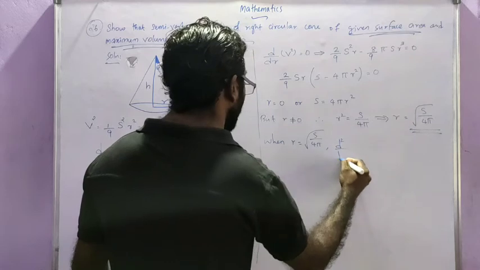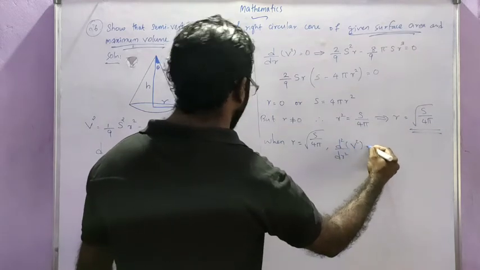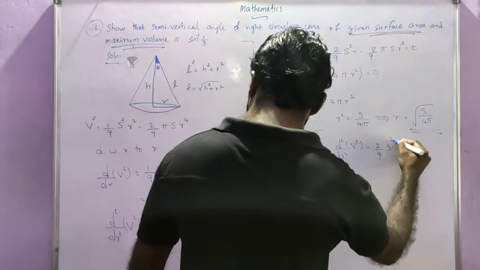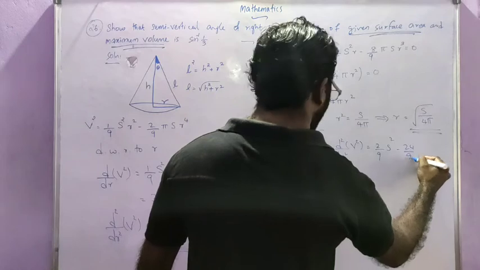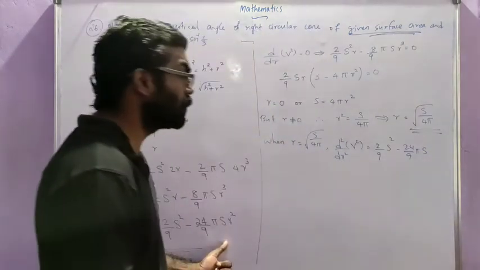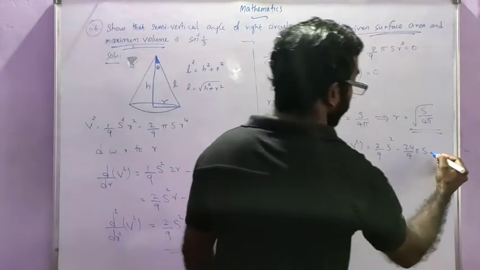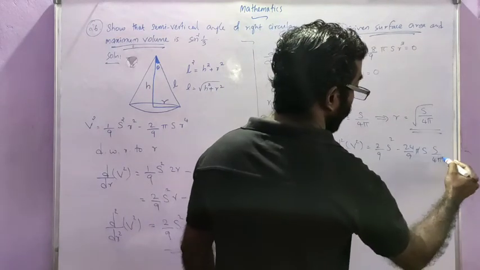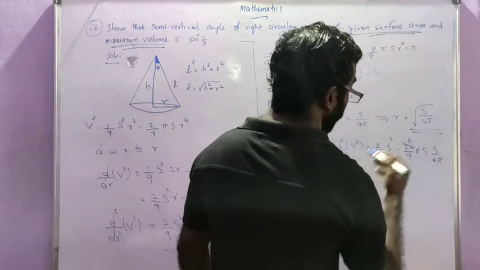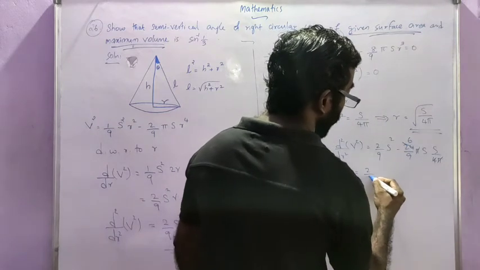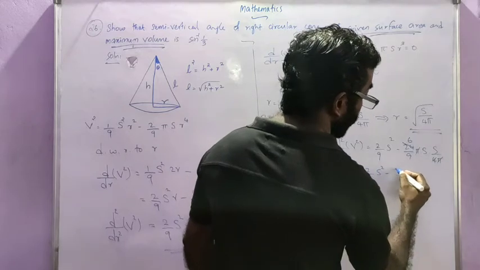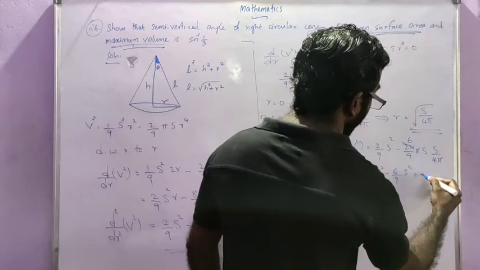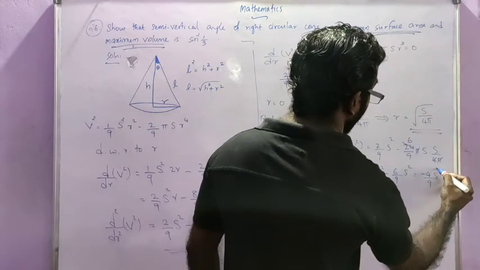So when r equal to root of s by 4 pi, d square by dr square of v square equal to 2 by 9 s square, then minus 24 by 9 pi s into r square. The r square value is s by 4 pi. Here we can cancel pi and pi. 4 and 24, 6. So 2 by 9 s square minus 6 by 9 s square, which is equal to minus 4 by 9 s square.